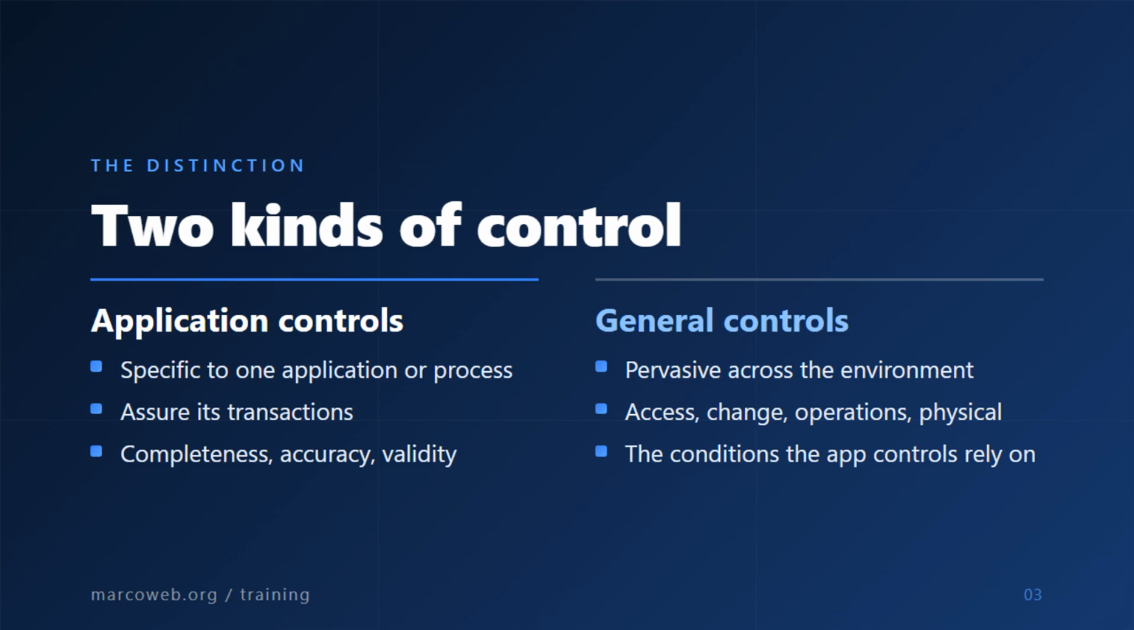First, the distinction the exam returns to again and again. Application controls are specific to one application or business process, and they assure that application's transactions, their completeness, accuracy, validity, and authorization. General controls, the IT general controls at the heart of the ITGC world, are pervasive across the whole environment: access management, change management, operations, physical security. They do not process transactions, they create the conditions in which application controls can be trusted.